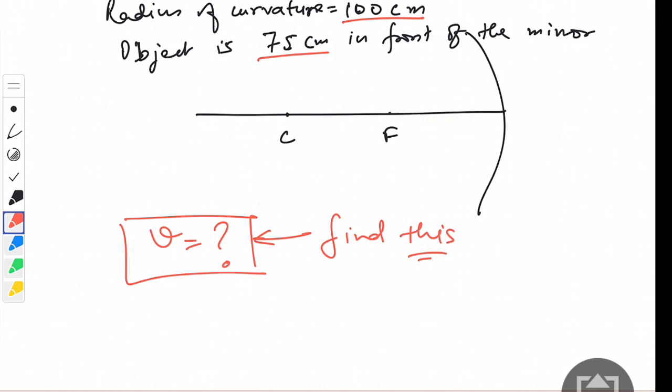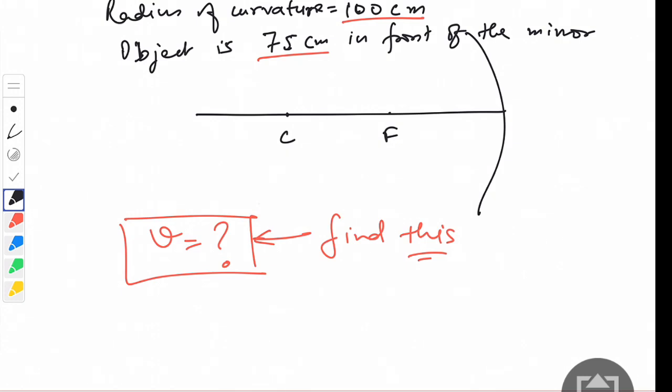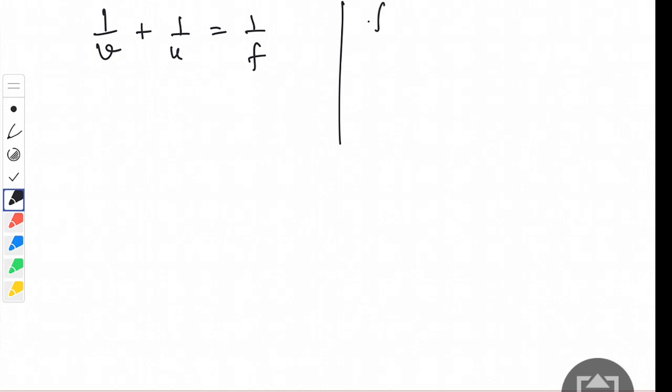Okay, let us find it out. Right? So once again, 1 upon v plus 1 upon u equals 1 upon f. Okay, what is the value of f? So r is 100 centimeters, right? So f is equal to minus 50 centimeters.